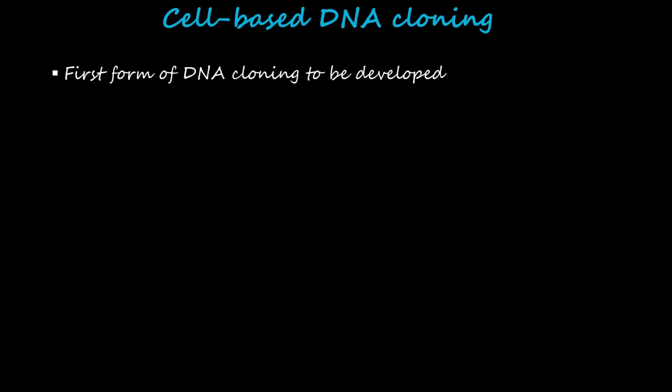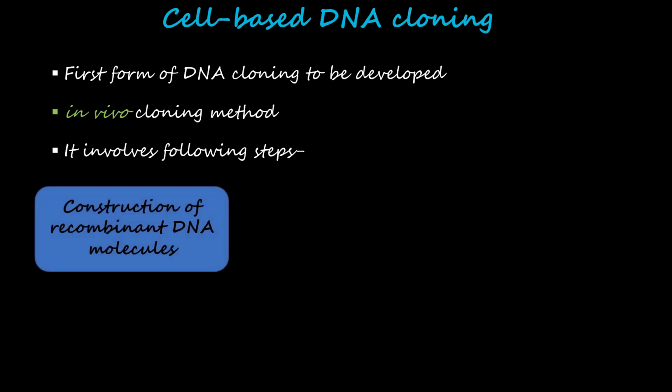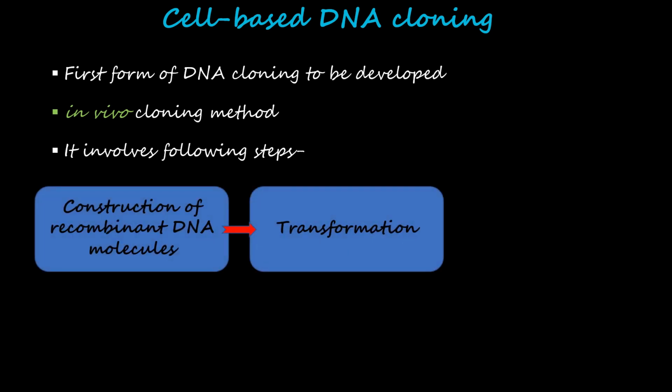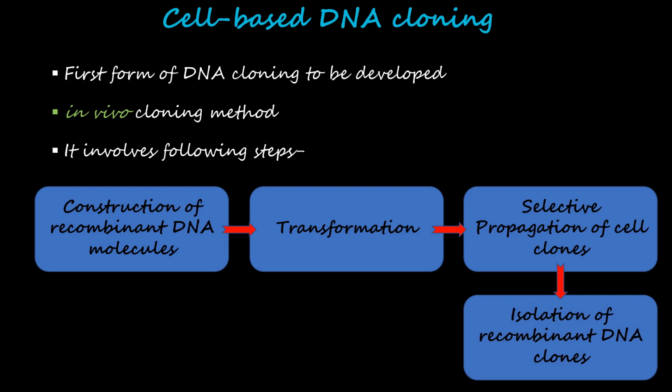So first of all, cell-based DNA cloning. This is the first form of DNA cloning to be developed, and it is an in vivo cloning method. That is, it is done with or within a living organism. And it basically involves the following steps, that is construction of recombinant DNA molecules, its transformation, then selective propagation of the clone, and then isolation of the recombinant DNA clones.